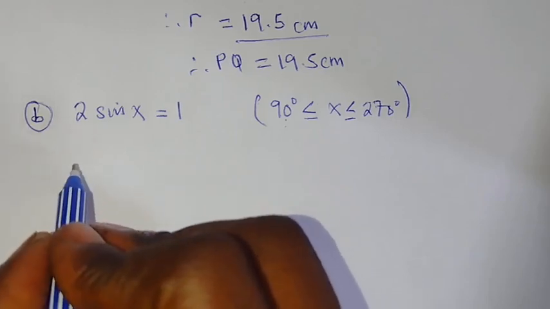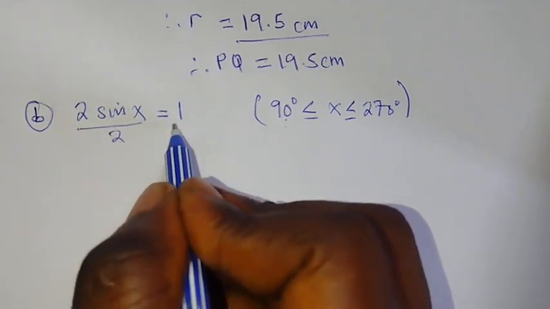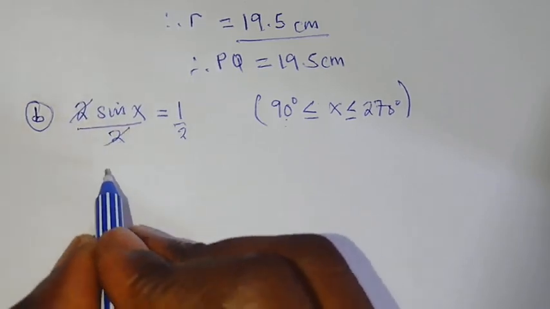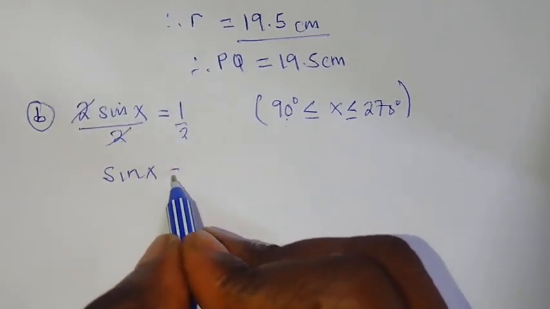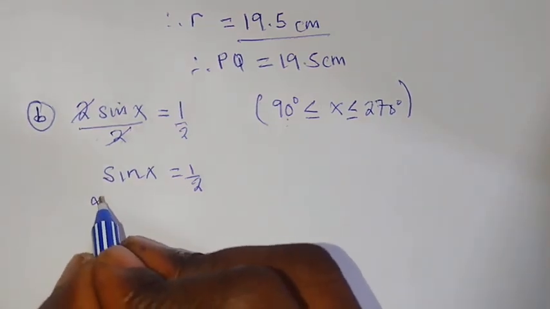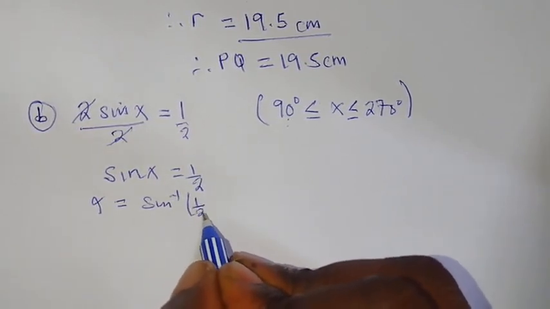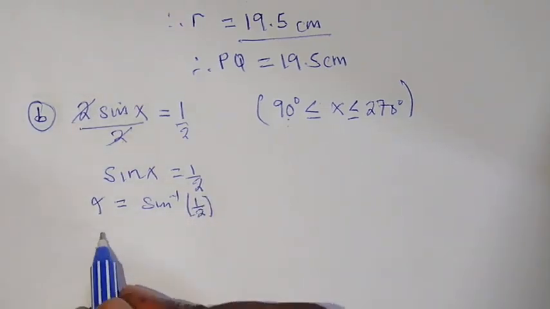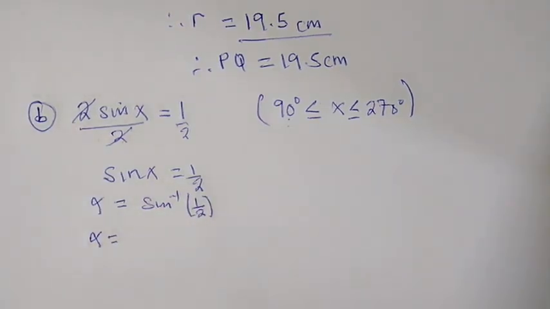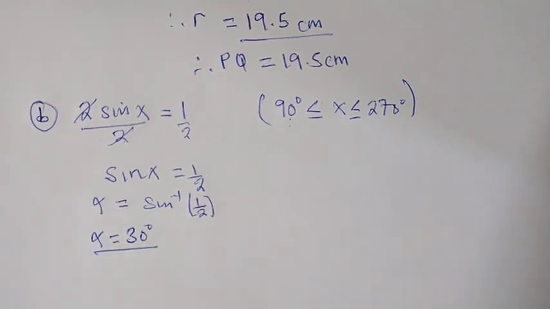So what we are going to do is this. First of all, we divide by 2 so that this 2 and this 2 cancel. Then we have sin x = 1/2. From here, we need to find the basic angle, represented by alpha, which is the sine inverse of 1/2, or the sine inverse of 0.5. We press shift sine inverse of 0.5 on our calculator, and this gives us 30 degrees. This is just our basic angle.